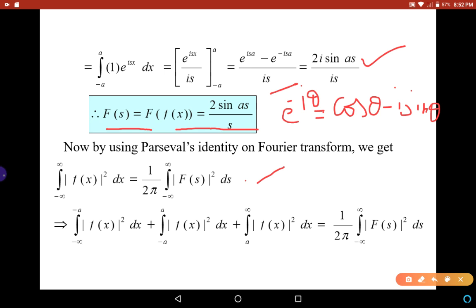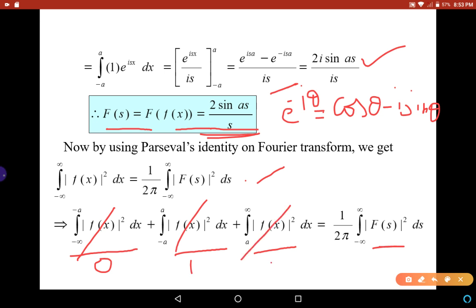First consider the left hand side integral. The integral from minus infinity to infinity of |f(x)|² can be split as the integral from minus infinity to minus a of |f(x)|² dx plus the integral from minus a to a of |f(x)|² dx plus the integral from a to infinity of |f(x)|² dx. And the right hand side is 1/(2π) times the integral from minus infinity to infinity of |F(s)|². In place of F(s), we can substitute 2 sin(as)/s. And again coming to the left hand side, here the value of f(x) in this case is 0. The value of f(x) in this case is 1.